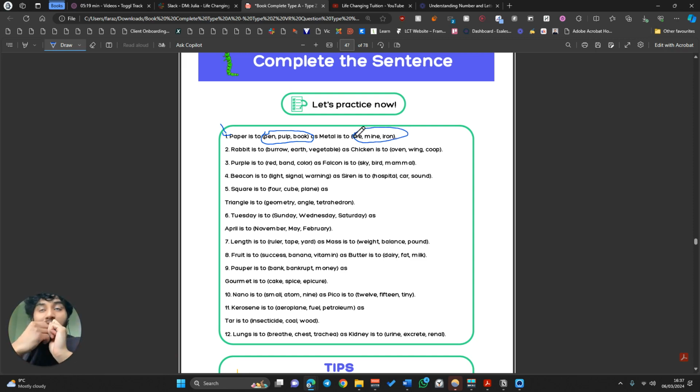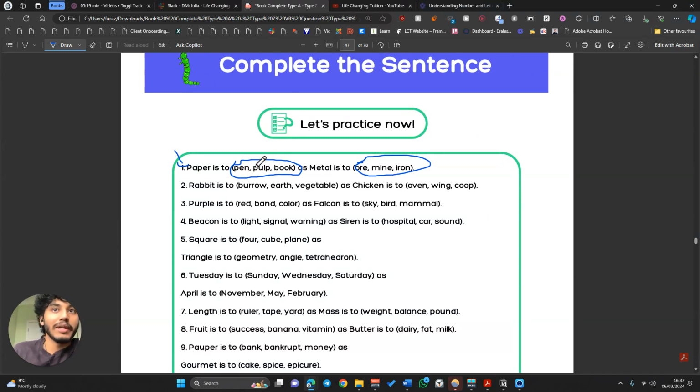So there's a lot of things here that you could say relate, but we have to figure out what makes the most logical sense. Paper is to pen, and that sort of makes sense because a pen would be writing on a paper. Paper is to pulp. Is that pulp? I think. Yeah, paper is to pulp. That doesn't really make any sense. Paper is to book. That would make sense because the paper goes in a book. So both of these could be a logical relationship. We need to choose one that will actually work with this second option as well.